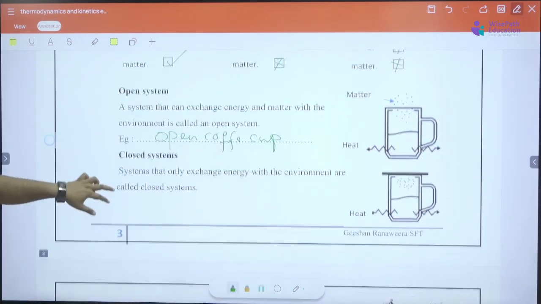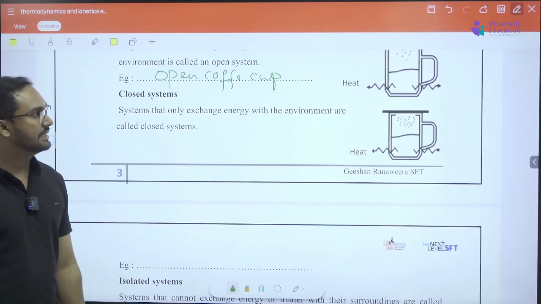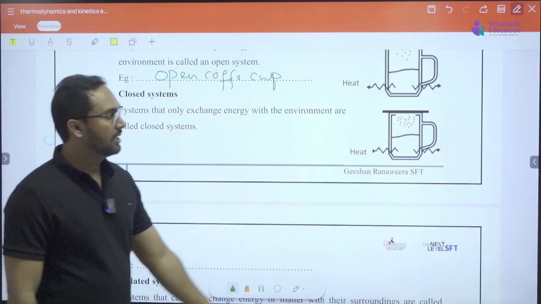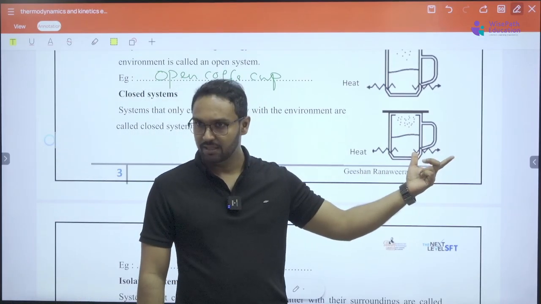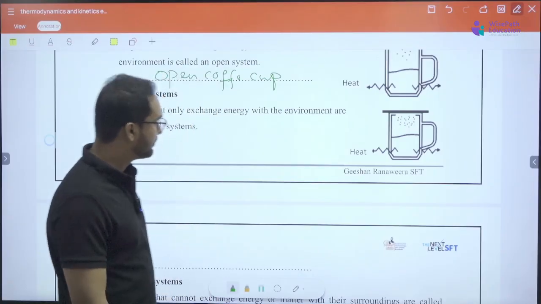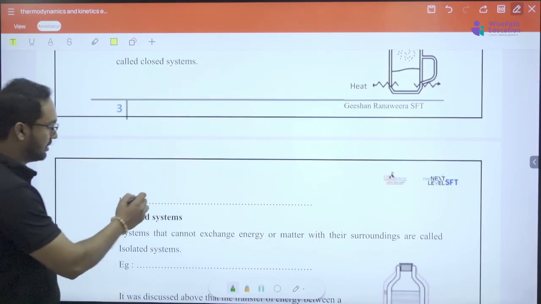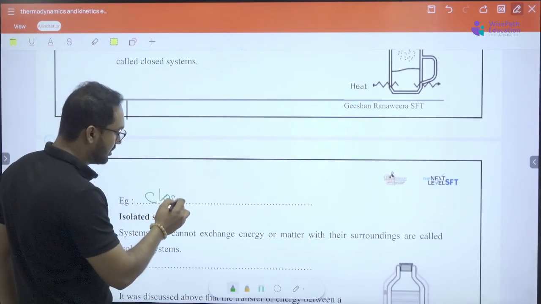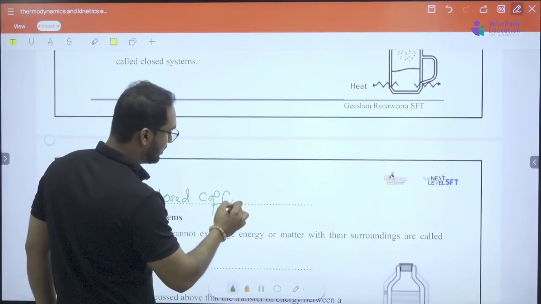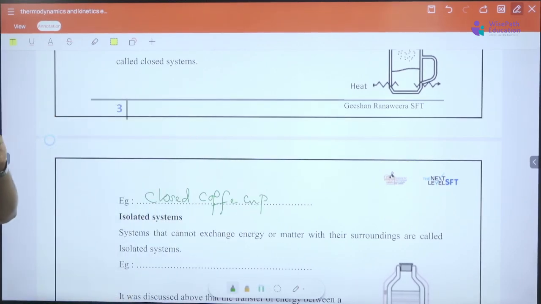Next one, the closed system. Systems that only exchange energy with the environment are called closed systems. The energy is exchanged, but the matter is not. What is a good example? A closed coffee cup is a closed system.